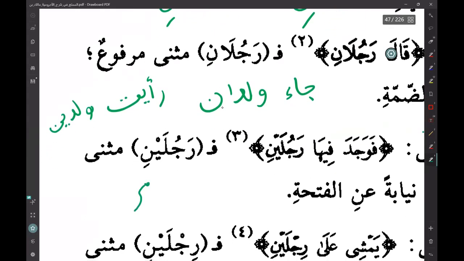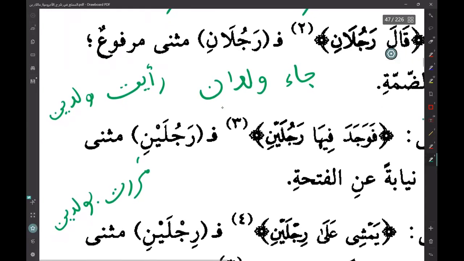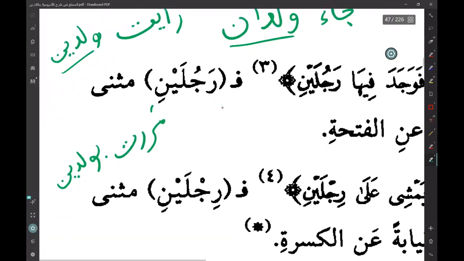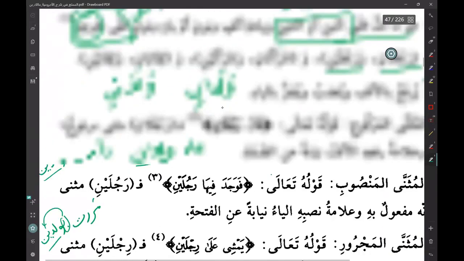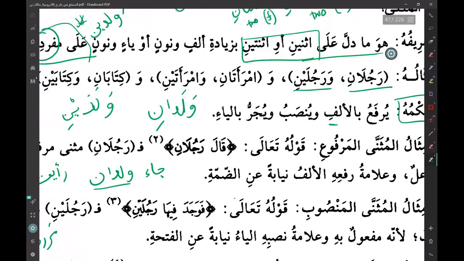And we have another one, marartu bi waladayni. So this is your rafa' state because it's fa'il, and this is your nasb state because it is maf'ul bihi, and this is your jarr state because it is majrur because of harful jarr. All right. Now the issue is why are they saying it is yurfa' bi alif?